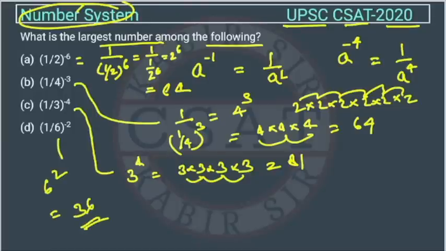So what we have to find? We have to find the largest number. So the largest number is this one, 81. So the answer is option C. Okay.